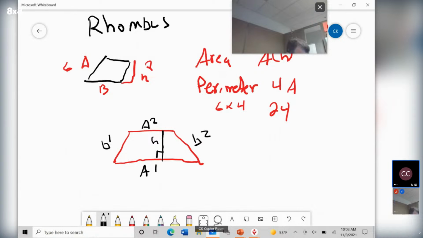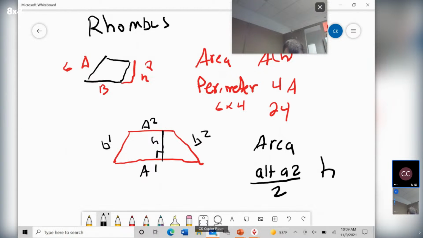Okay. So area for a trapezoid, let me redo that. It would be A1 plus A2 over 2 times the height.